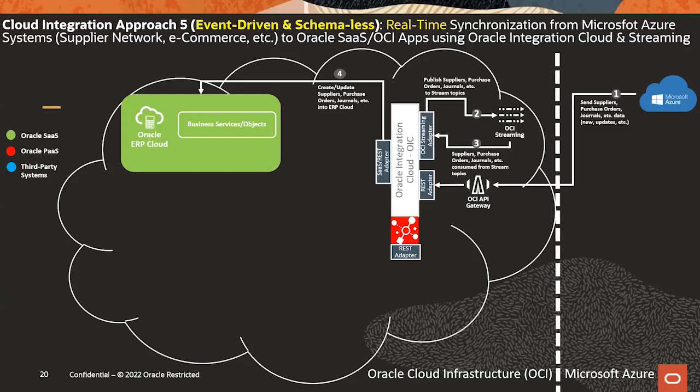For instance, from Microsoft Azure, they are generating B2B purchase orders, so we can get that into OCI streaming, and then we can use our OIC OCI streaming adapter to consume that information and then load the information into, in this case, Oracle ERP Cloud using the Oracle ERP Cloud Adapter. And once we have that, we can send, let's say, the ID generated by ERP Cloud for a purchase order back to the Azure system, because probably they want to associate these IDs in both systems, right?